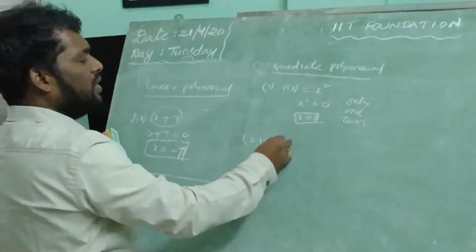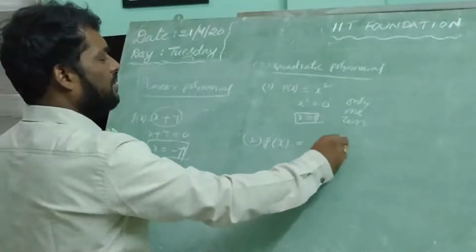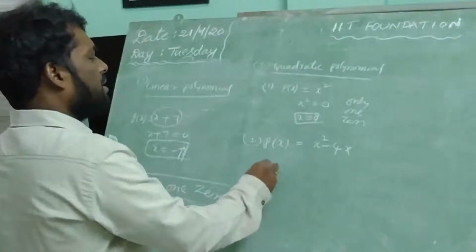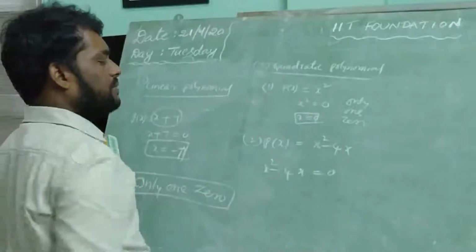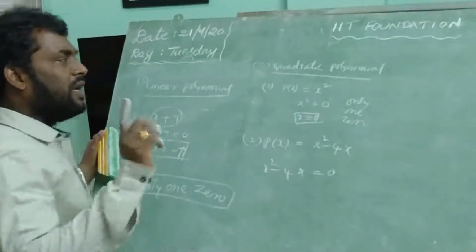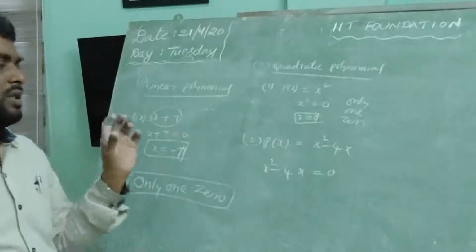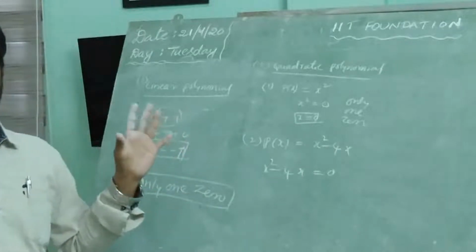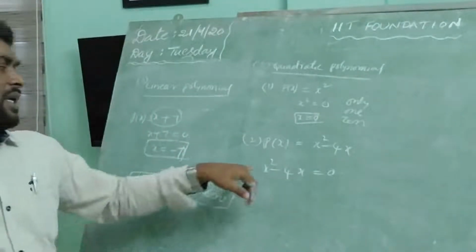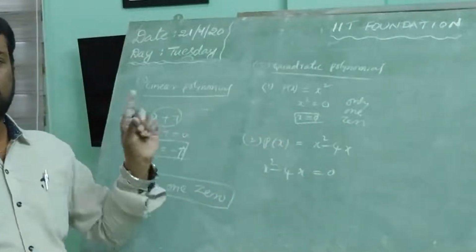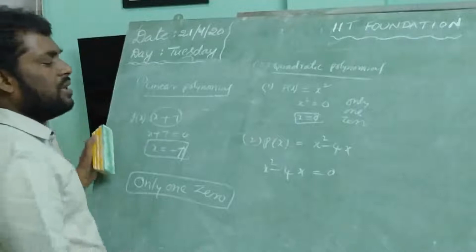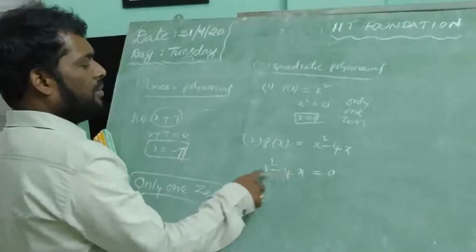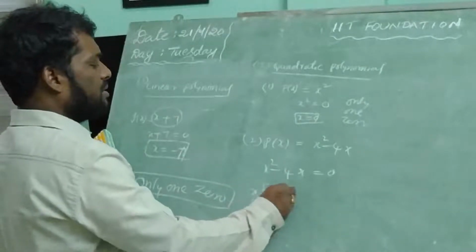I am taking one more example. p of x is equal to x square minus 4x. So x square minus 4x is equal to 0. How do you find the zeros? Before finding the zeros of any polynomial, first you should remember one important point: check whether any variable is common in all the terms or not. Why? Because if any variable is common in all the terms, it gives one separate zero. So in this example, x is common. If we take x as common here, the remaining factor is x minus 4.